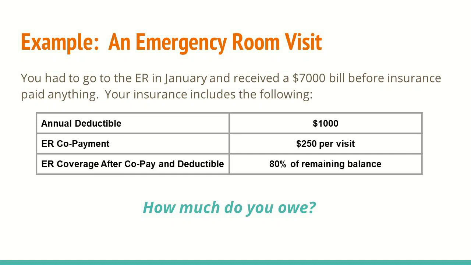So this person has pretty good insurance. Remember I said my deductible was $2,500 a year. This one is $1,000 a year. So this person has a $1,000 annual deductible. None of it's been met yet because the ER visit was in January. They also have a special ER copayment, which is different than an office visit copayment, of $250 per visit. And ER coverage is 80% of the remaining balance. So just walking into the ER, it's going to be $250. Let's go ahead and figure out what the actual price owed of the $7,000 bill is.